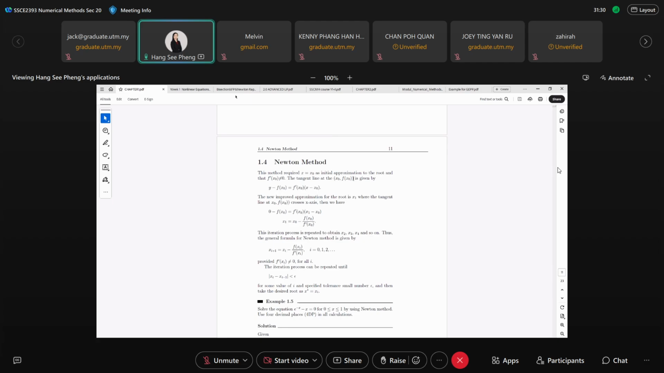So that is the Newton method. It involves the derivative; you can see there is a derivative in the formula. For your information, this formula is not provided in the list of formulas during your assessment, so you have to memorize it.